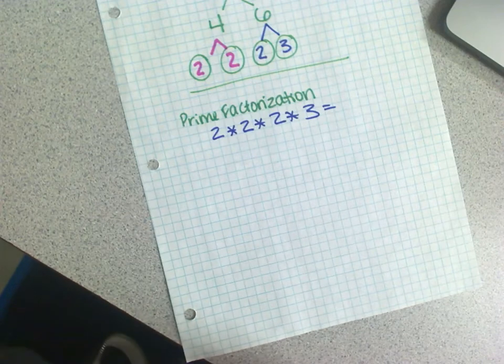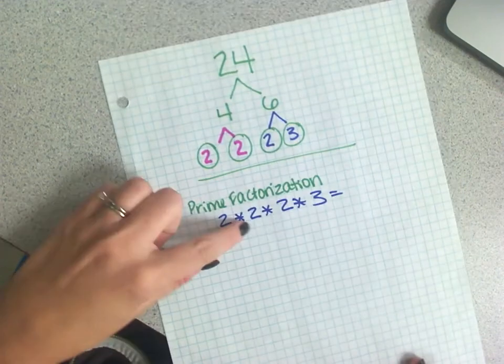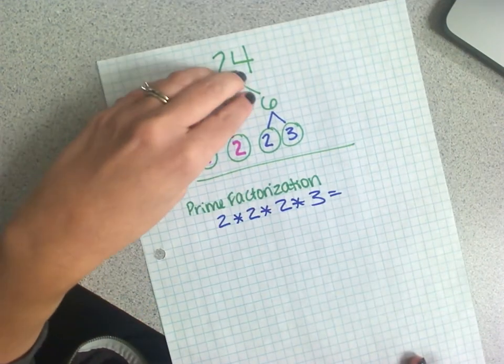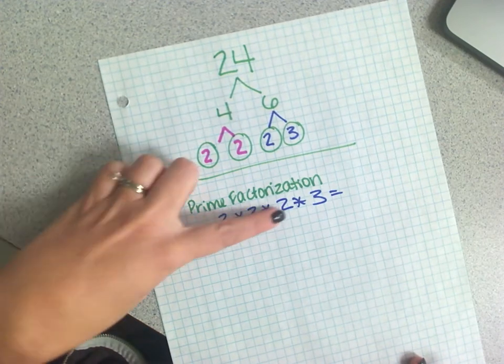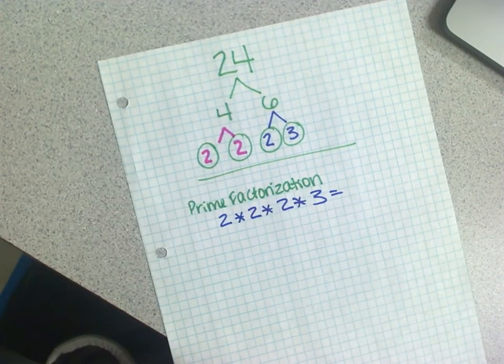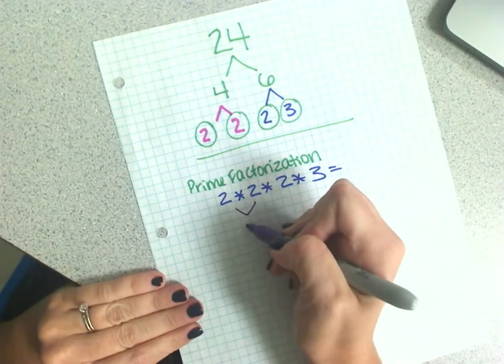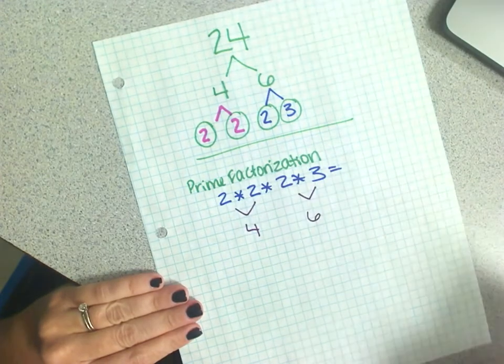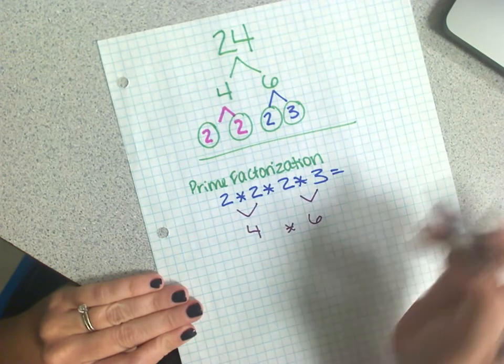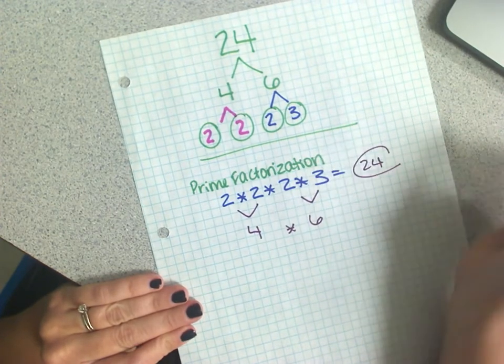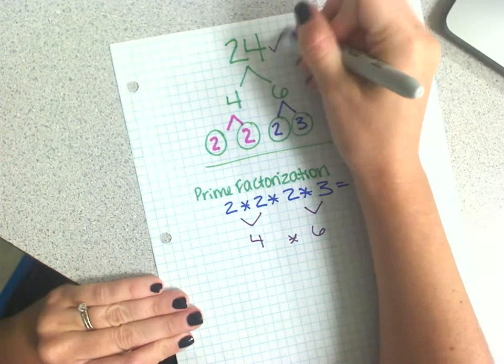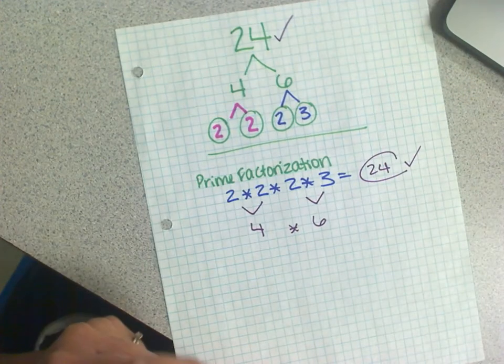When we multiply that together, we should get 24. So we're coming up with a product of 24 using all of its prime numbers. Let's try it. 2 times 2 is 4. 2 times 3 is 6. 4 times 6 is 24. So it checks out. All right, let's do one more together.